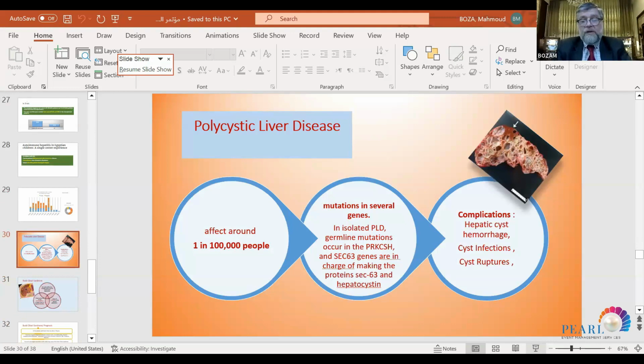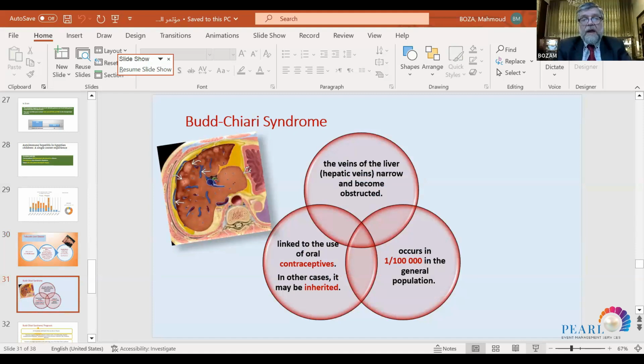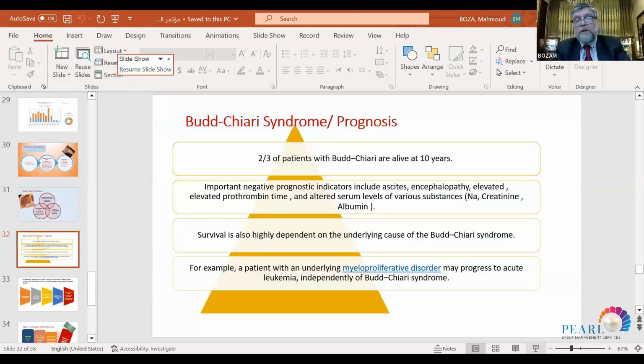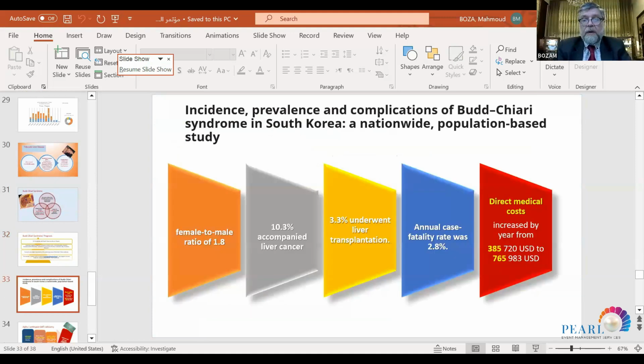What about polycystic liver disease? In fact, it is a genetic disease. It affects around 1 per 100,000 people. There are many possible complications, and all the costs are related to the complications, like hepatic cyst hemorrhage, cyst infection, and cyst rupture. Budd-Chiari syndrome is secondary to high intake of contraceptives, but in some cases it is related to genetics, and it occurs in 1 per 100,000. It could be accompanied by many complications, and related to all complications, the annual cost is very high, and it is growing with time, from 400,000 to around 800,000 per year.